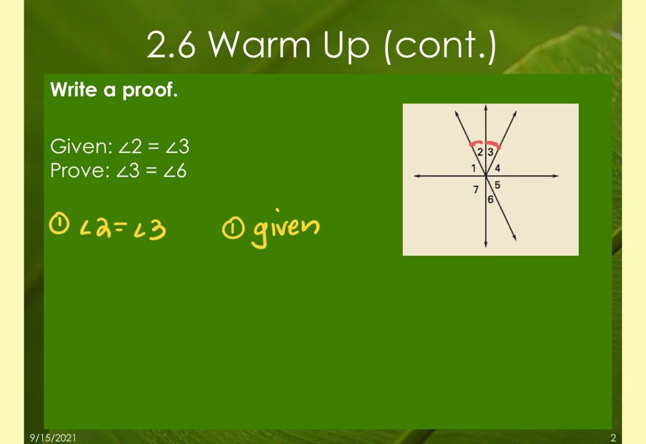Give me what you got, Sophia. Okay, I put 2 and 6 are vertical angles. Okay. Angle 2 and angle 6 are vertical angles. And how do you know that? Vertical angles. Good.